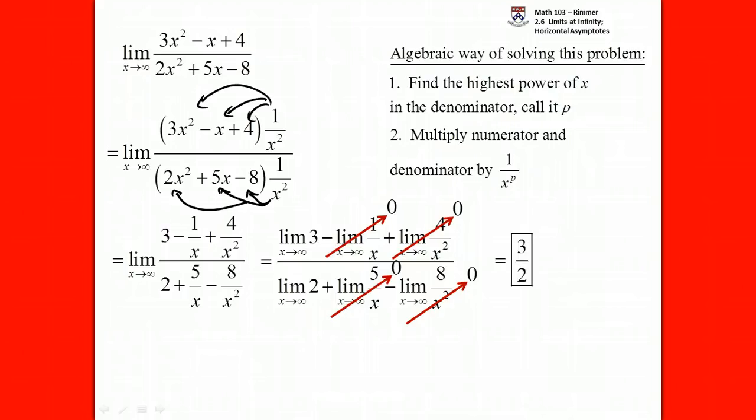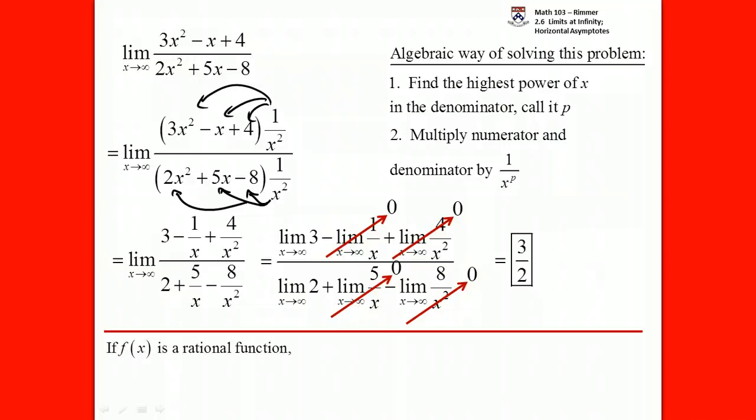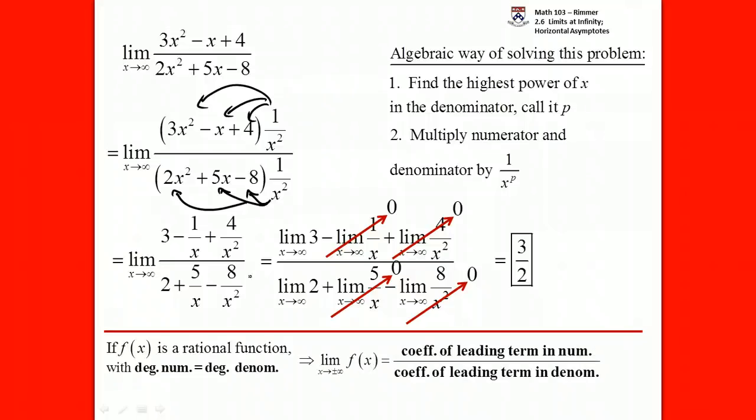Okay? I don't want you to have to go through that. I just want you to know why the shortcut works. Here's the shortcut at the bottom. If the degree of your numerator is equal to the degree of your denominator, then just focus on their coefficients. When I say leading term, I don't mean the one that's first. These things can be ordered in any order I want. Leading term means the highest power term.